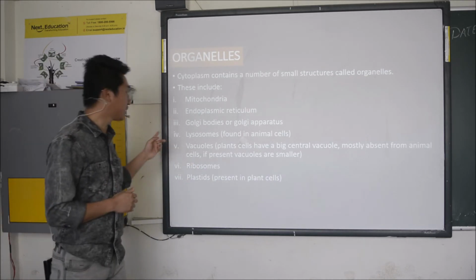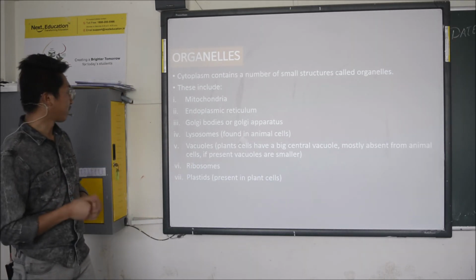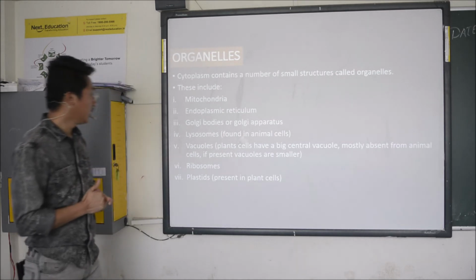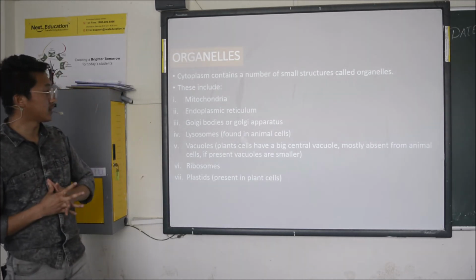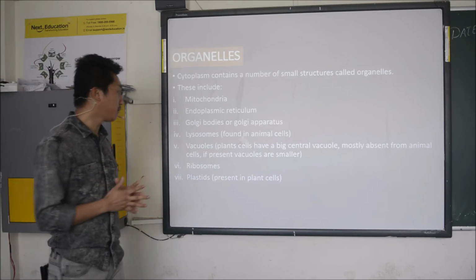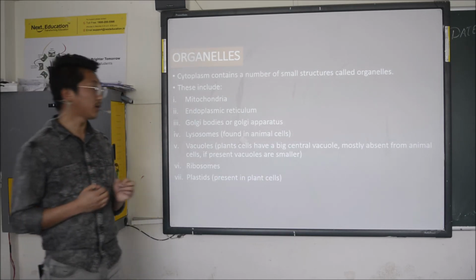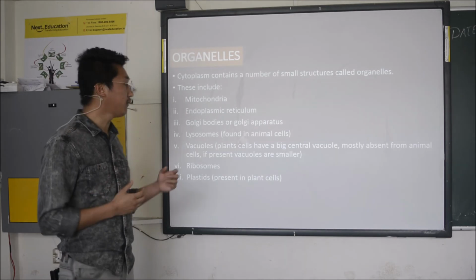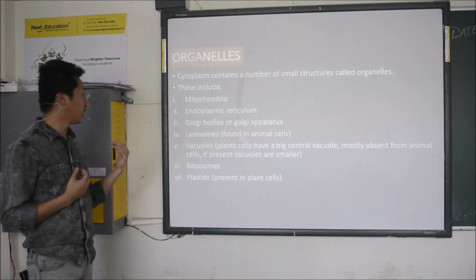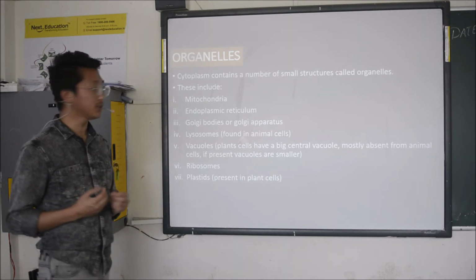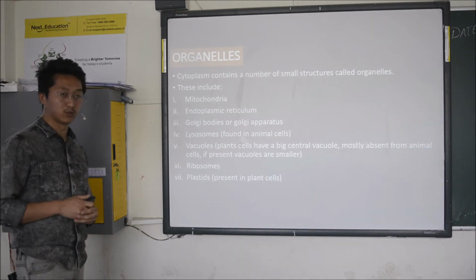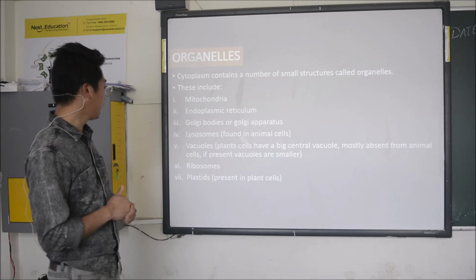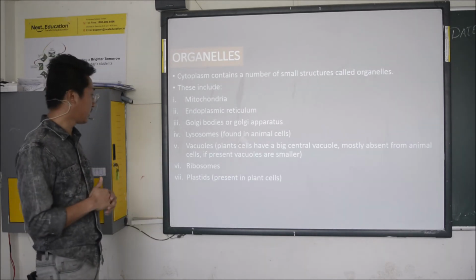This lysosome is found in animal cells. Fifth one is vacuoles. Vacuoles are present in the plant cell. Plants have a very big central vacuole, but it is mostly absent in animals. If vacuoles are present in animals, they are smaller in size. Sixth organelle is ribosomes, and seventh organelle is plastids.